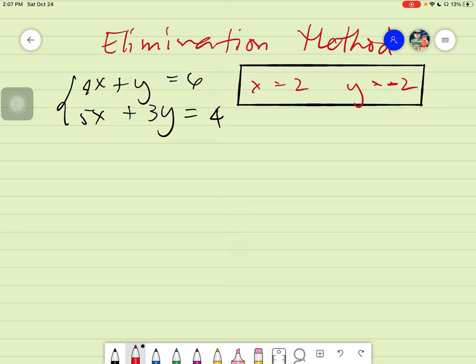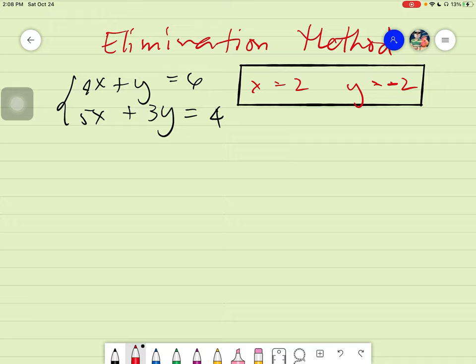Firstly, what I do is this. If there is a single term with no numerical coefficient beside it, that is what I will change. So for example, we have y here. Y has no numerical coefficient, therefore y is the thing that I will change, meaning I will make y look like 3y. And how do I make y look like 3y? By multiplying the given by 3.